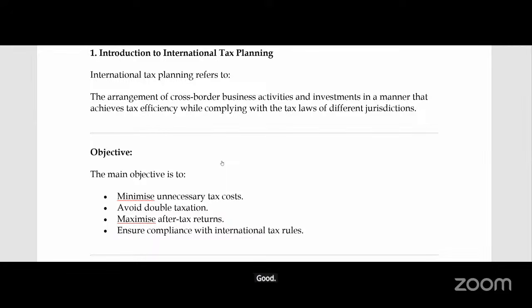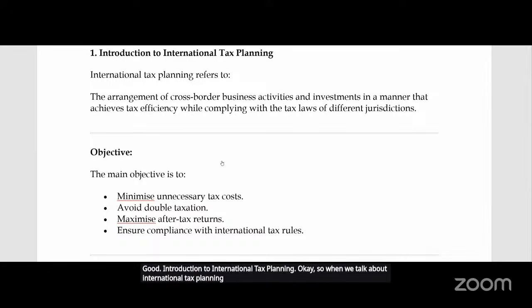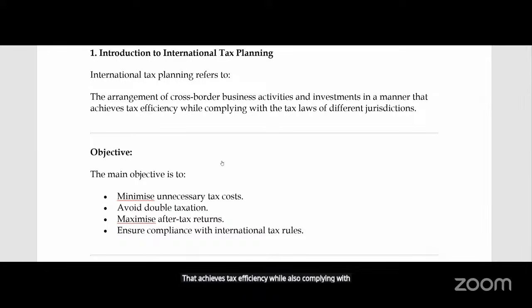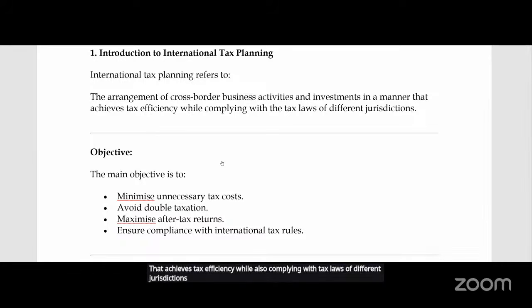Introduction to international tax planning. Okay, so when we talk about international tax planning, it refers to the arrangement of cross-border business activities and investments in the manner that achieves tax efficiency while also complying with the tax laws of different jurisdictions. So why do we do international tax planning? The main objective is to minimize unnecessary tax costs, avoid double taxation, and maximize our after-tax returns. Also to ensure compliance with international tax rules.